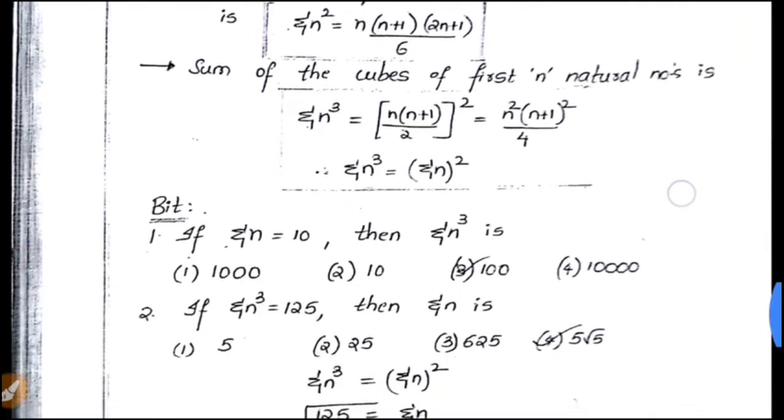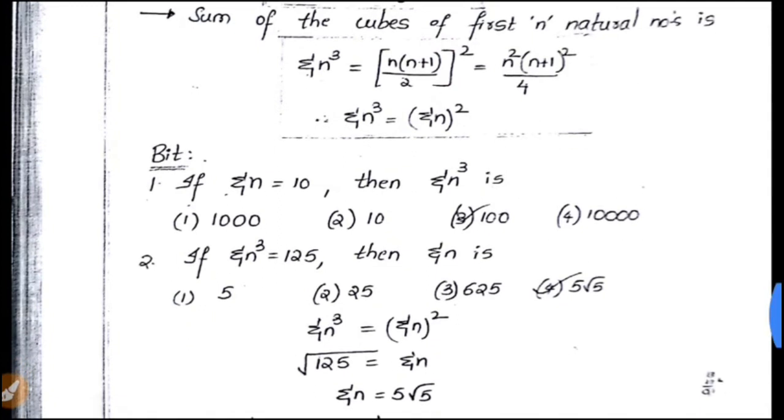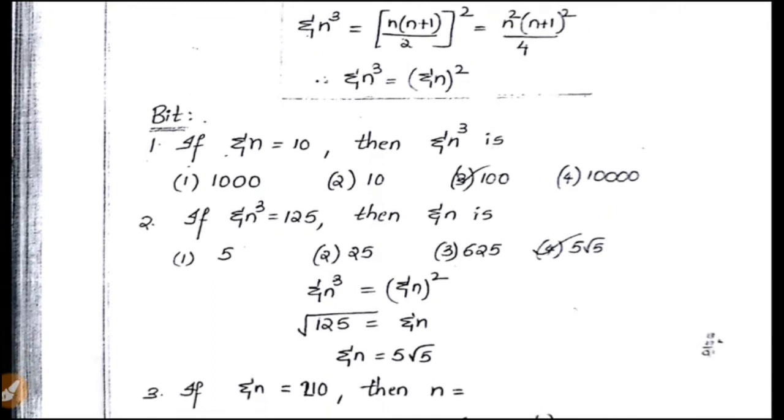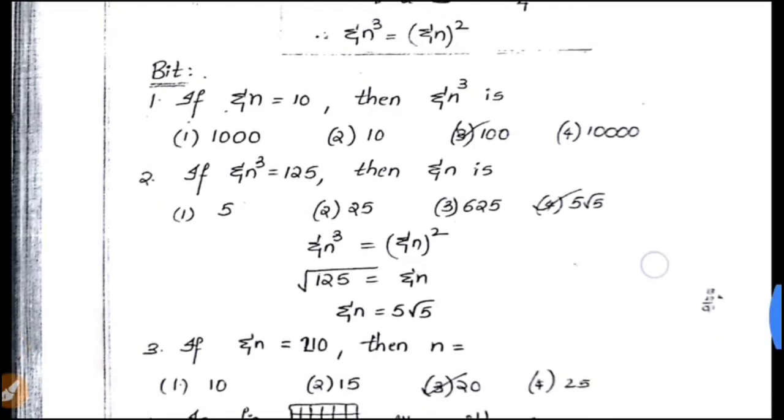Now, how will the questions be given in this? Let us see. If sigma n is equal to 10, then sigma n cube? They are giving the sum of the first n natural numbers and asking for the sum of the cubes. We know this formula, so sigma n cube is sigma n whole square, means 10 square, that is 100. Many students will make a mistake: sigma n is 10, so they put 10 cube, 1000, as the answer. That's the wrong answer, because sigma n cube is sigma n whole square. So, 100, 10 square.